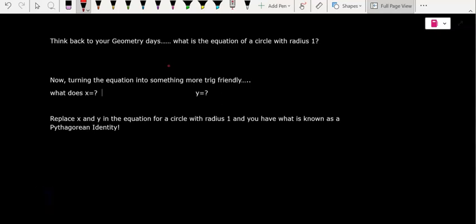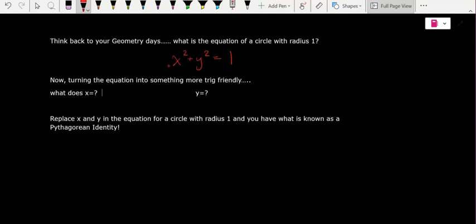All right, so let's go ahead and talk about all of our trig identities that we are going to learn. So the very first thing in here, it says, let's go ahead and think back to your geometry days. What is the equation of a circle with the radius of 1? If you recall, the equation for a circle should be x squared plus y squared is equal to, and it's typically r squared, so whatever your radius is squared. So therefore, if it has a radius of 1, it would be 1 squared, which is just 1, okay?